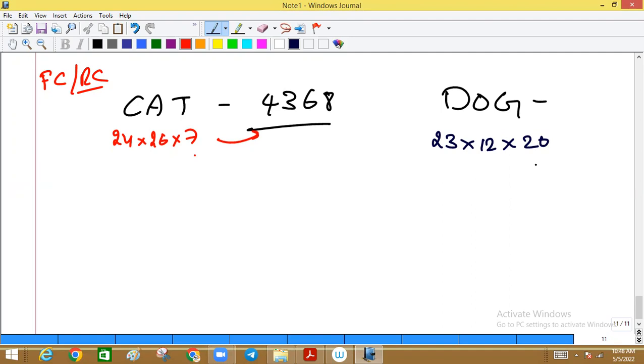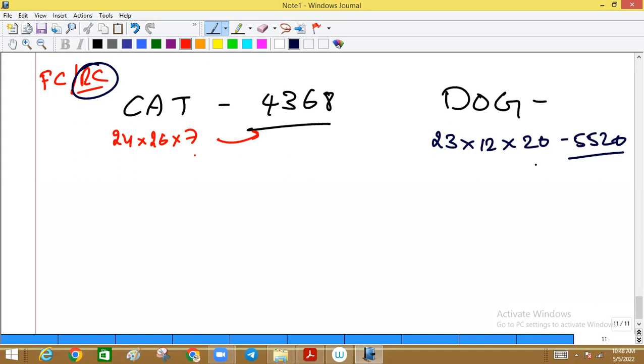Some 5000 change. So in the options you check, yes, 5520 is the answer. Got the logic here? Very simple question. Reverse coding with multiplication. We did reverse coding and then we started multiplying. So these are another type of questions we can expect.